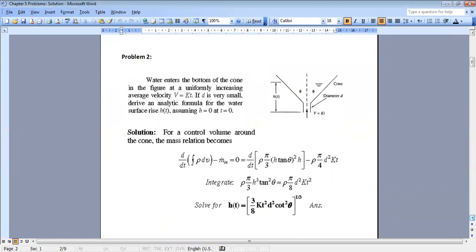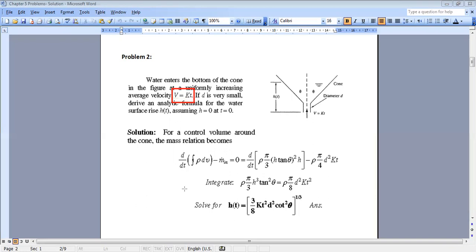Okay, another problem. Water enters the bottom of the cone in the figure at a uniformly increasing average velocity V equal to k times t. D is very small. Derive an analytical formula for the water surface rise h(t), assuming that at t equals 0, h equals 0. So first, since the inlet velocity is a function of time, it's an unsteady application. Here V is equal to kt, so my equation will be unsteady, and I should take into consideration the variation with time.